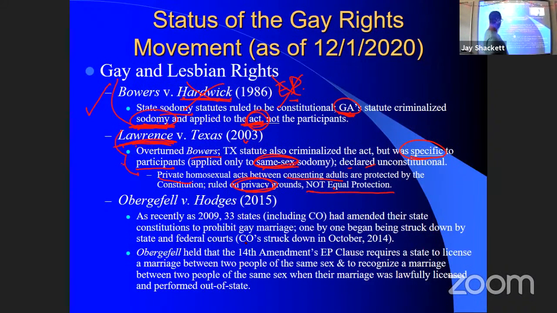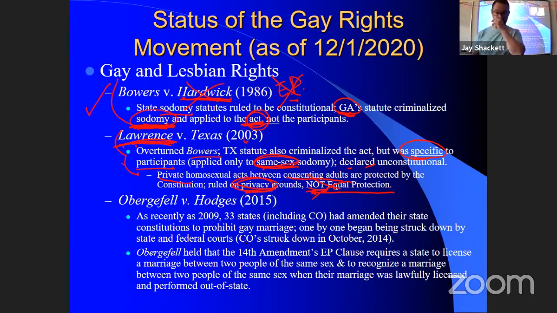See, Lawrence was arguing essentially that the law itself violated the 14th Amendment. And the Supreme Court said, yeah, not so much. It doesn't. They ruled it on privacy grounds. You're right, that law is unconstitutional, but simply for reasons of privacy, right? Which, by the way, Justice Scalia, who died a few years ago, wrote a blistering dissent in this case, actually chastising the court for ruling it on privacy grounds.